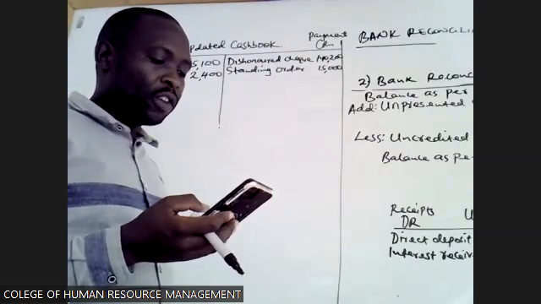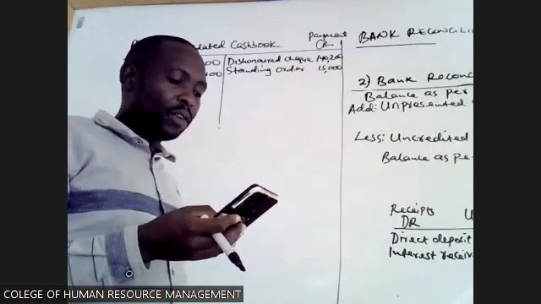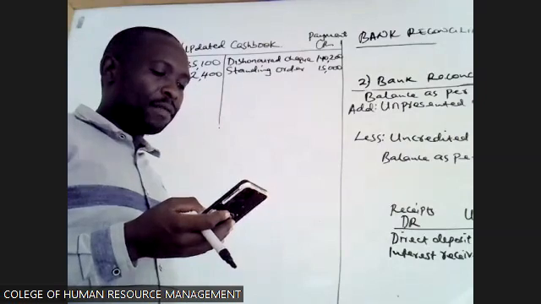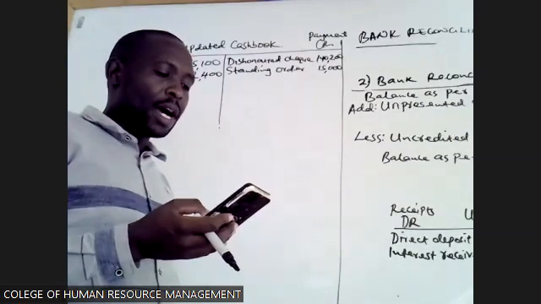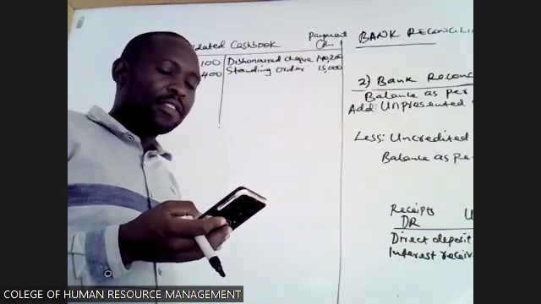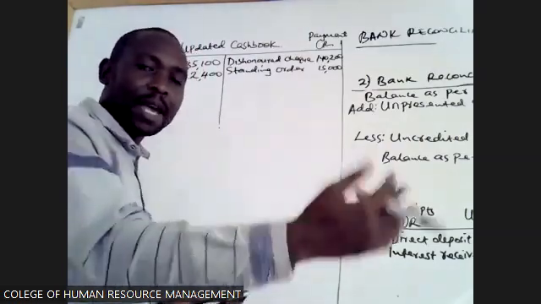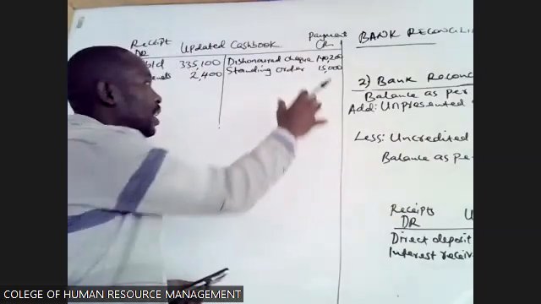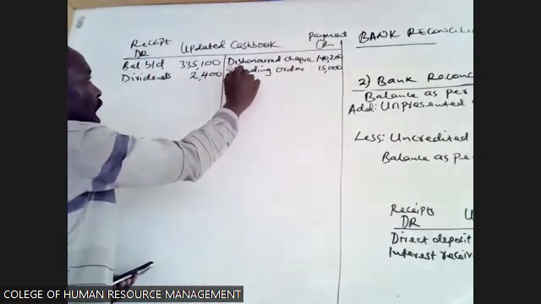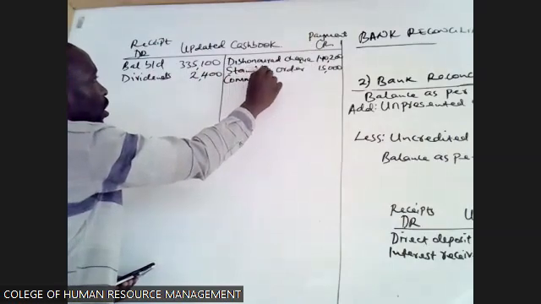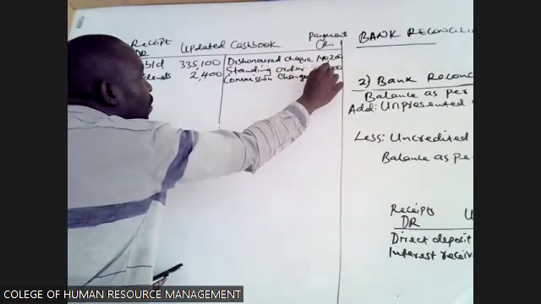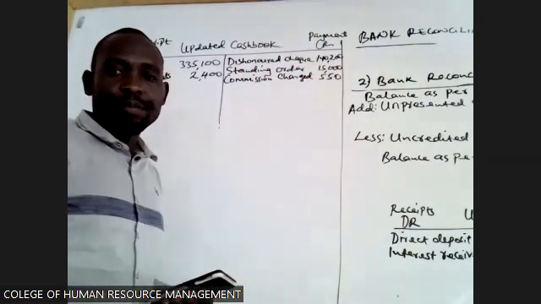Number 5, a commission of 550 had been charged by the bank for services rendered. Commission, it is charged, so it is a payment to the bank, but not yet here as a payment. So you write here: commission charged, 550.